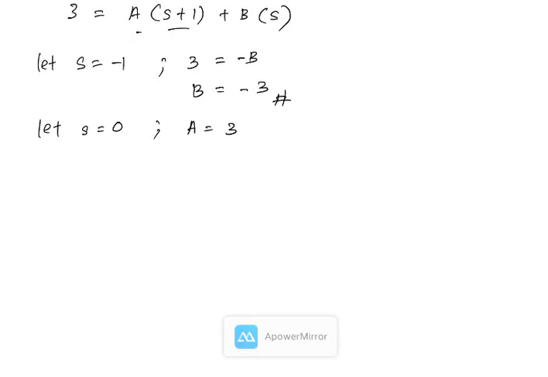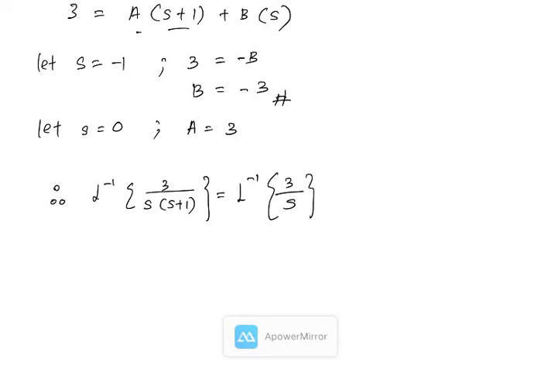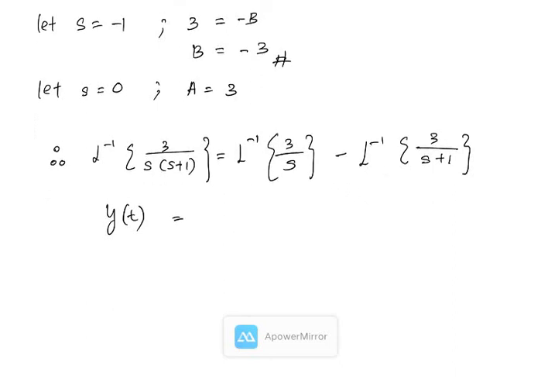So we can substitute in the values of A and B. A is 3, so it is 3 over s, and B is minus 3, so minus the inverse Laplace transform of 3 over s plus 1. So y(t) is the inverse Laplace transform of 3 over s, which gives 3, minus the inverse Laplace transform of 3 over s plus 1. The 3 is a constant, so we take it out, and 1 over s plus 1 refers to e to the power of minus t.